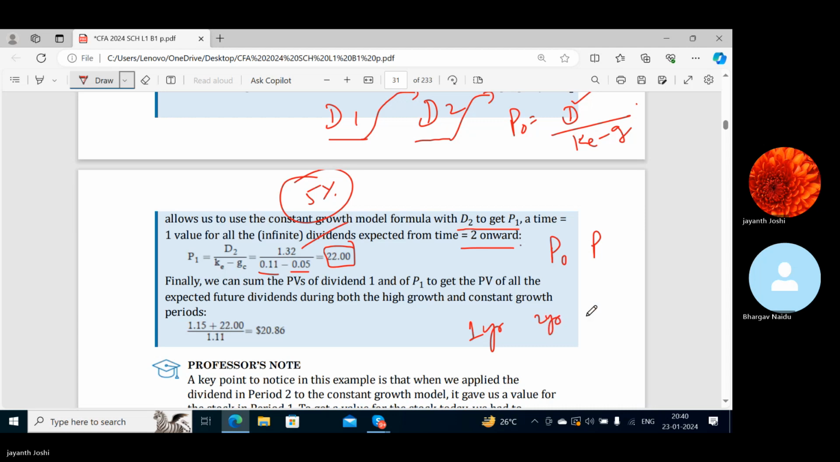Second year ending value, third year first value. Okay, third year beginning value. There is third year end also.